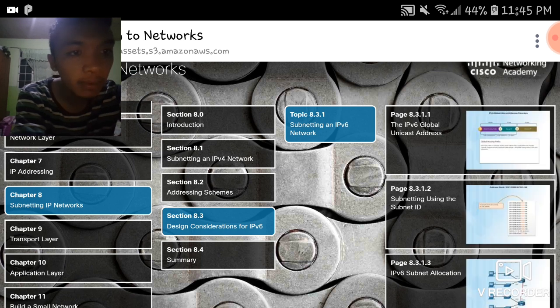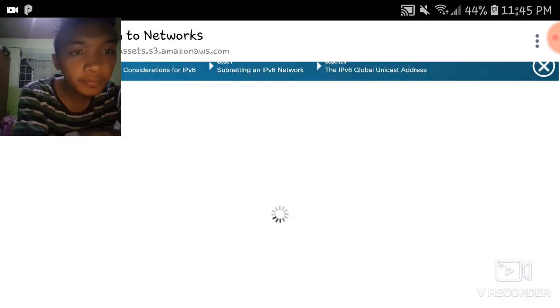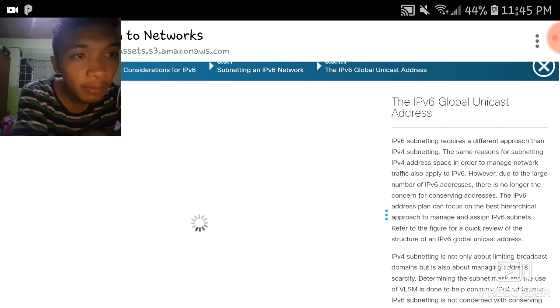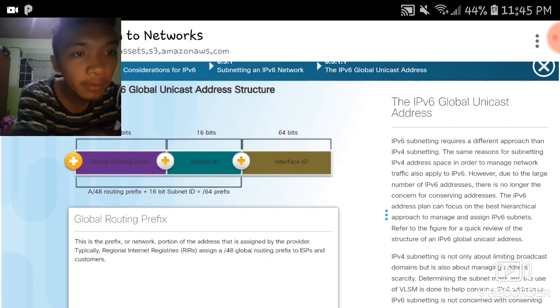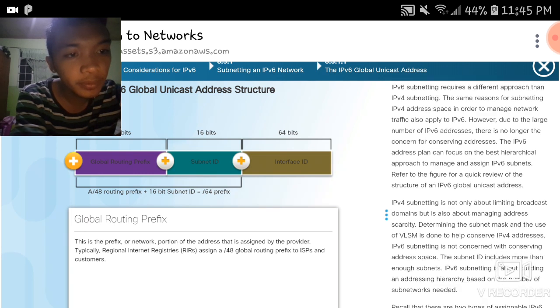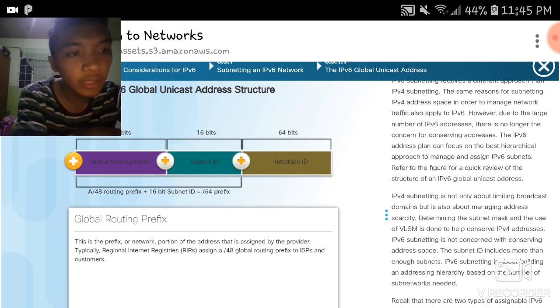Subnetting and IPv6. The IPv6 Global Unicast Address. IPv6 subnetting requires a different approach than IPv4 subnetting. The same reasons for subnetting IPv4 address space in order to manage network traffic also apply to IPv6. IPv4 subnetting is not only about limiting broadcast domains but is also about managing address scarcity.